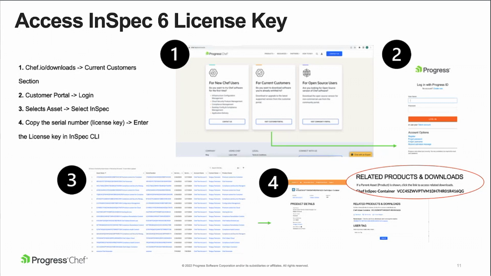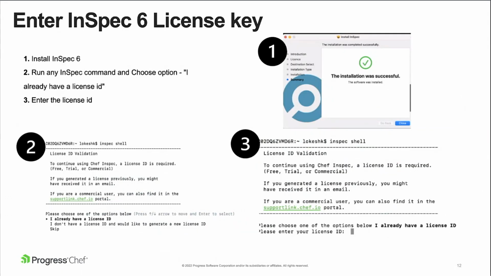Once you have this license key, let's see how you can activate InSpec 6. In the next step, you have to install InSpec 6. You have downloaded it, and now you install it. Once you install InSpec 6, you will see the message, installation was successful. Now you have to go to the CLI and run any command like inspec shell or inspec exec. You will be prompted to choose one of the options below: first, I already have a license ID; second, I don't have a license ID and would like to generate a new license ID; and skip.